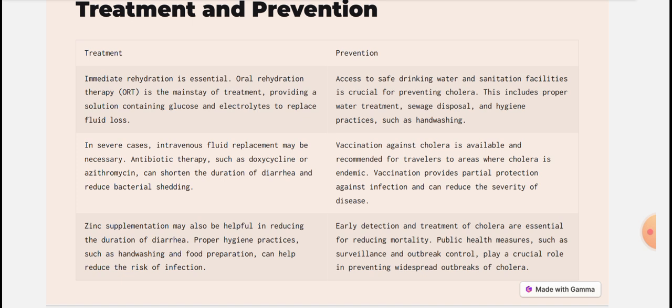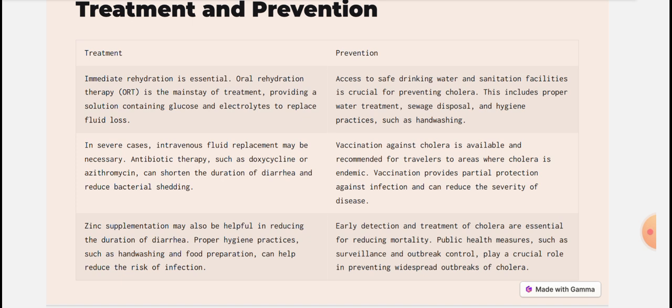Sometimes antibiotic therapy like doxycycline, azithromycin can also be given, right? And zinc supplementation may also be helpful. Zinc supplementation. And how can it be prevented?